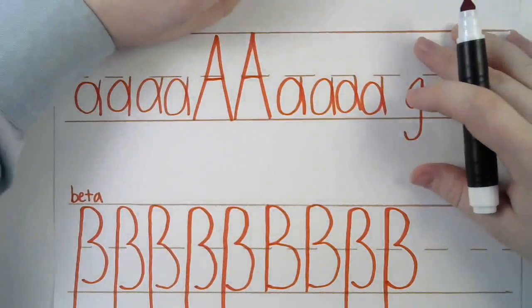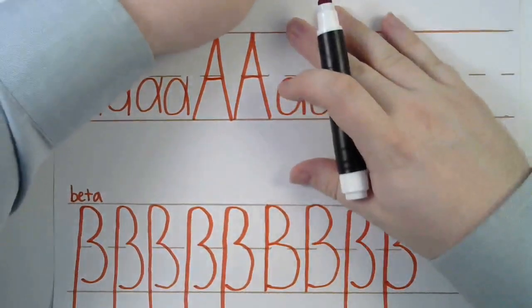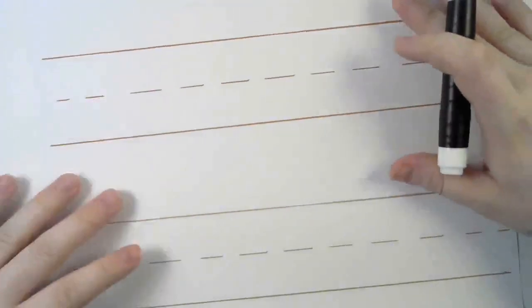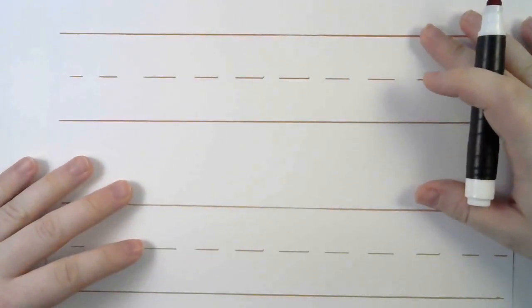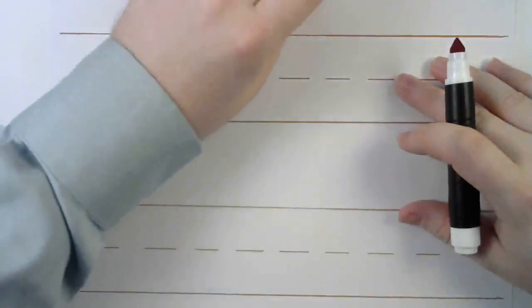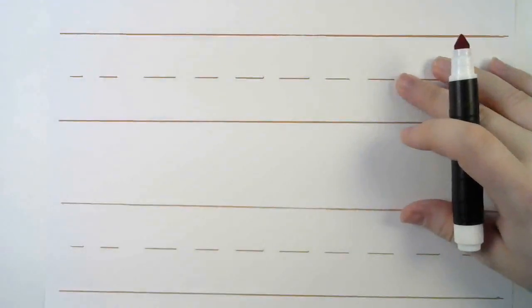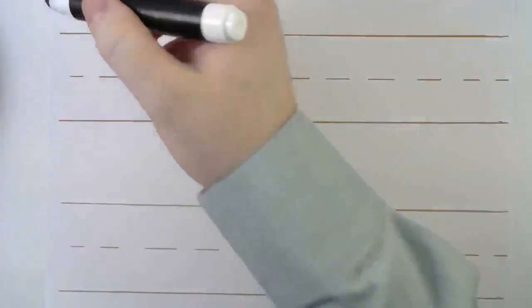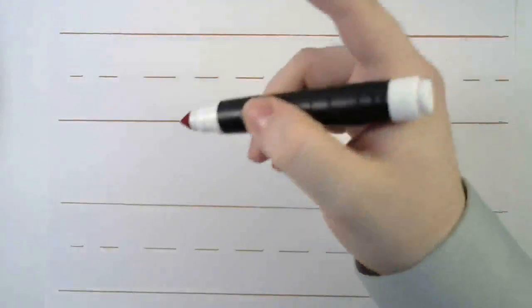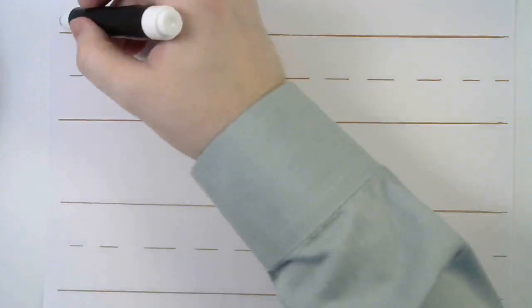Alright, so let me get another piece of paper, and we'll go over a couple more letters. Let's see. Here we go. I'm all crooked. At least vaguely straight. There we go. Alright, the next letter we're going to talk about, in fact, the next one in order after beta, is gamma.